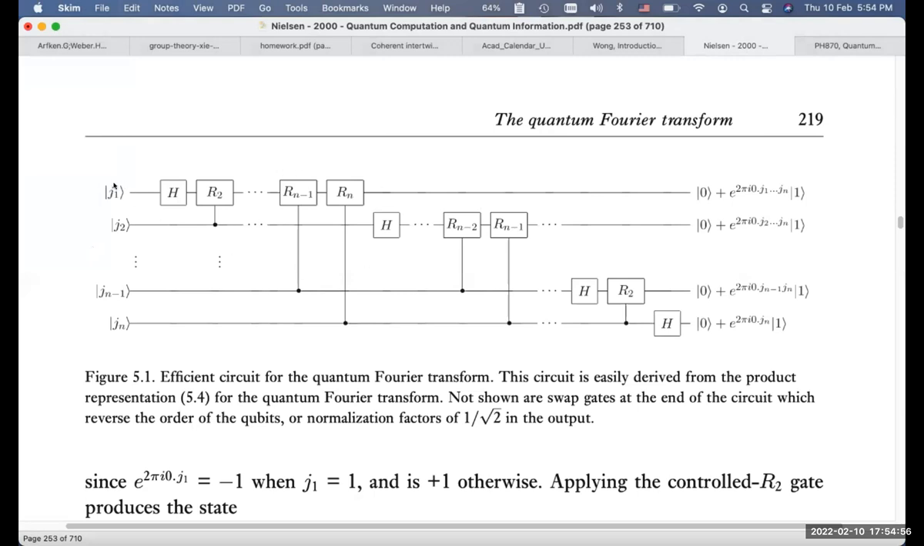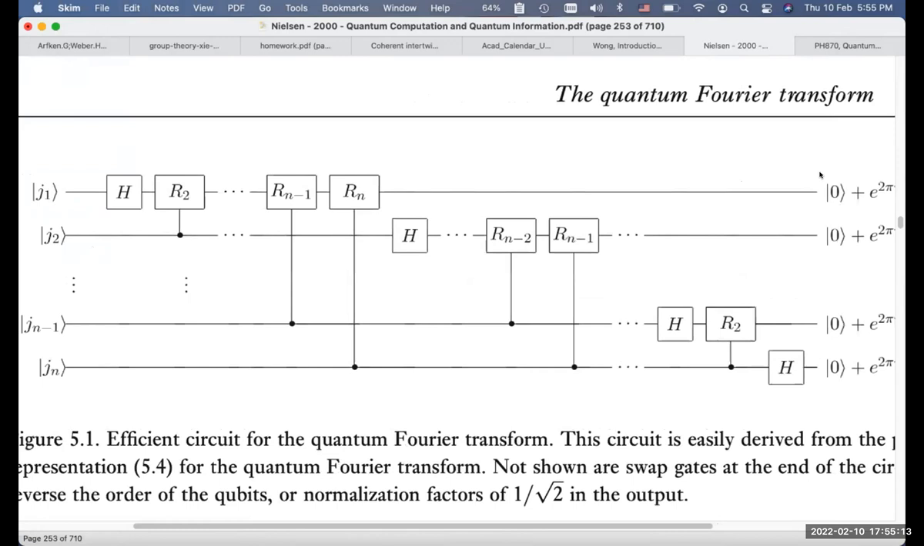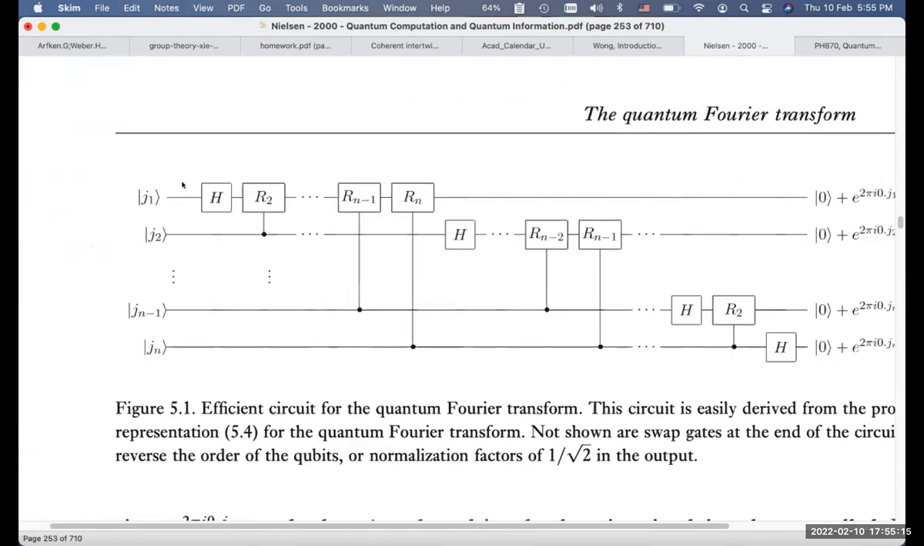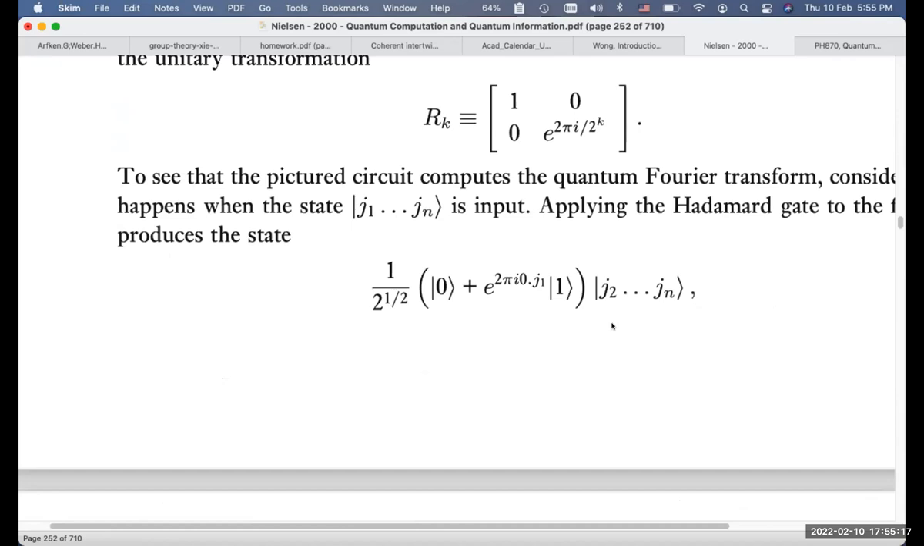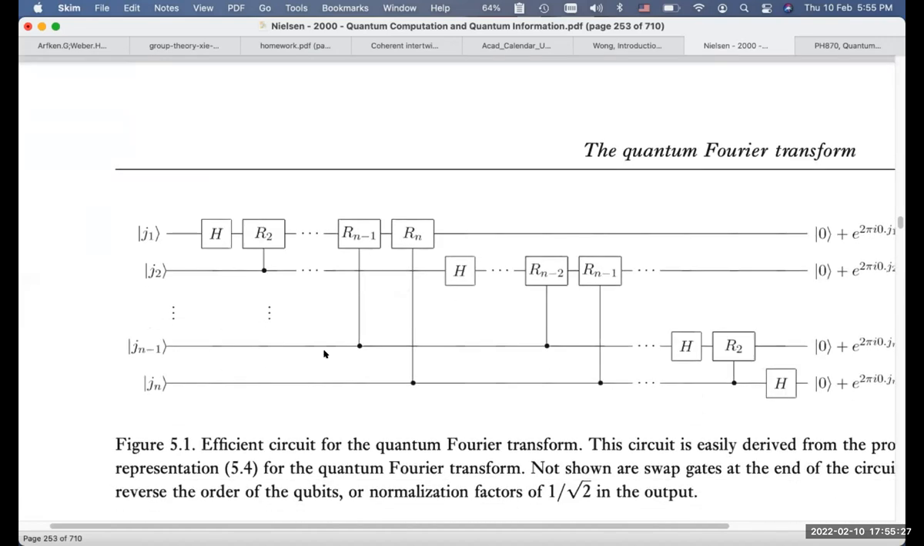You start with j1, Hadamard, R2 till Rn. What does this do? This constructs your state 0 plus 2 pi i 0.j1 jn till 1. And what about all the other states? Remember that all the other states at this point are still in this tensor product j2, j3, jn. These states have not been affected because this is a control. Nothing is happening to the control.